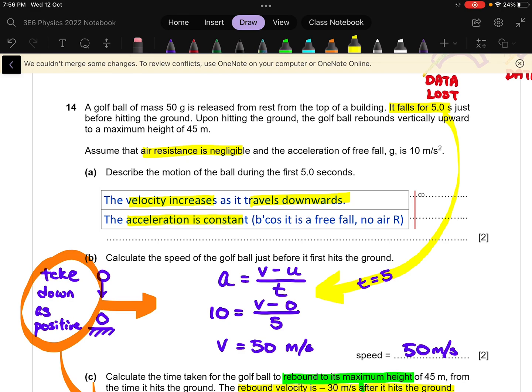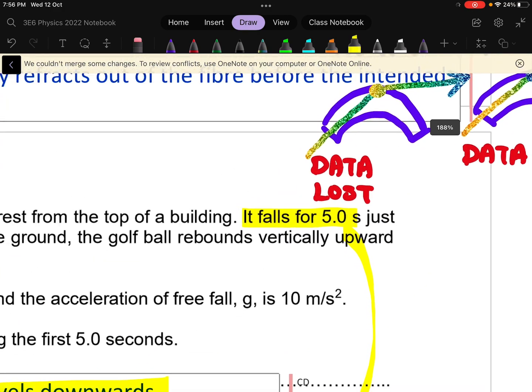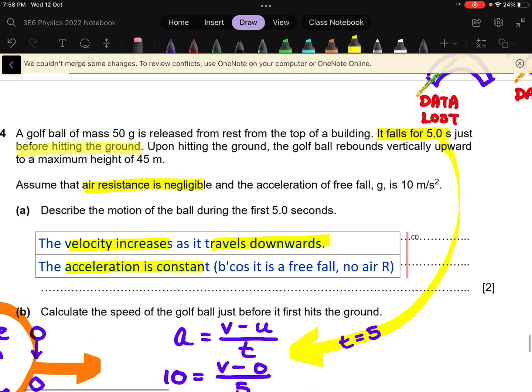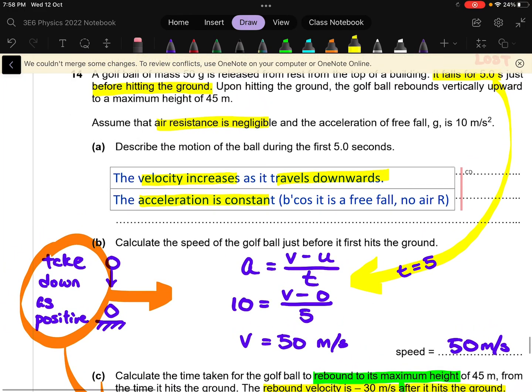You are in urgent need of help. Okay, so for 14B, you are supposed to calculate the final speed right before it hits the ground. You can actually get the hint from here. It actually falls for 5.0 seconds before hitting the ground. So because of that, you would know that T should be equals to 5.